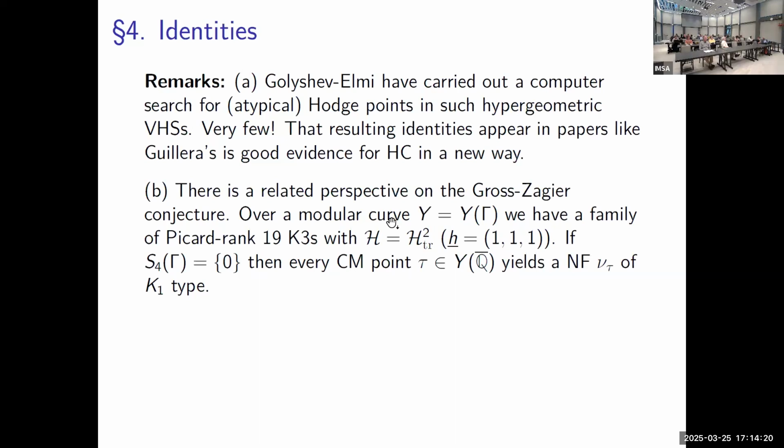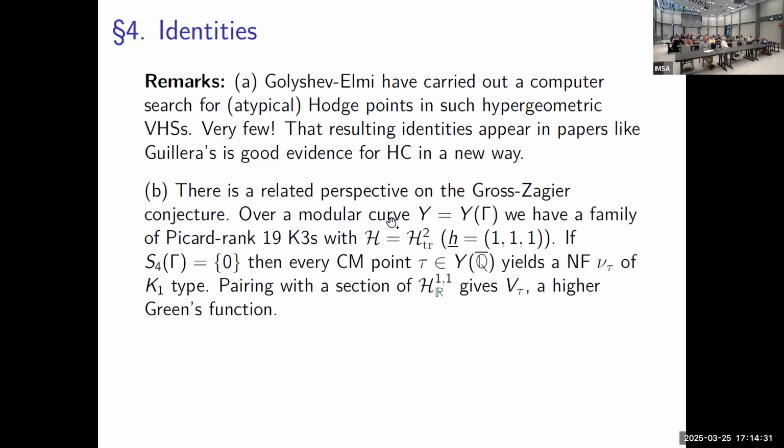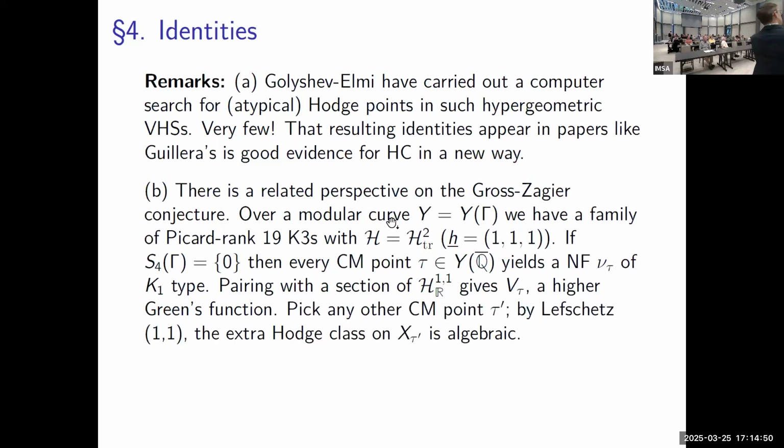So you just show directly that there is a Hodge class on the total space of the family of K3s minus that CM fiber, and it can only come from a K1 cycle, not a K0 cycle. Pairing this with a section of H11R, so there's a canonical section, sort of omega wedge omega bar type of thing, this gives V tau a higher-grade function. So it's like the V that we had before, except it's single valued this time.